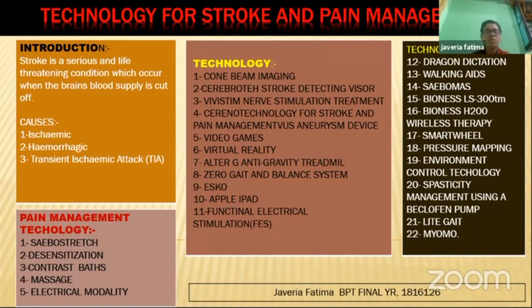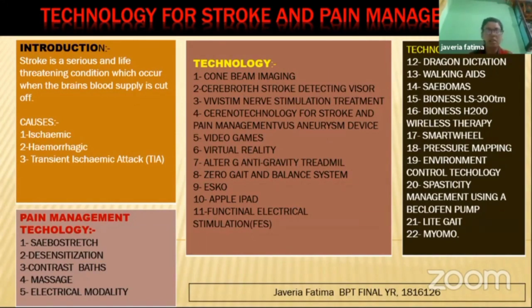First of all, I would like to give a brief introduction about stroke and its causes. What is a stroke? A stroke is a serious and life-threatening condition which occurs when the brain's blood supply is cut off. What are the causes? The main three causes are ischemic, hemorrhagic, and transient ischemic attack.